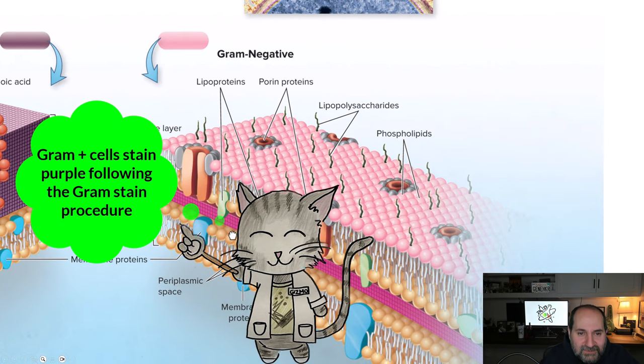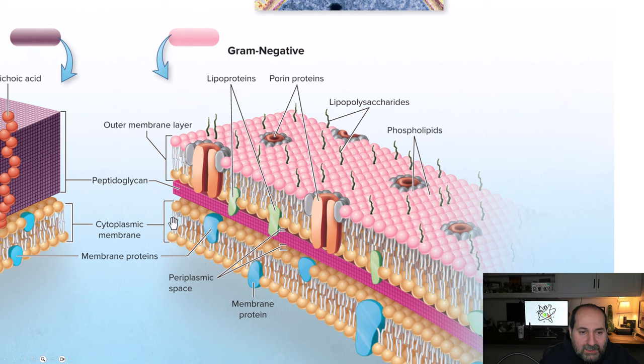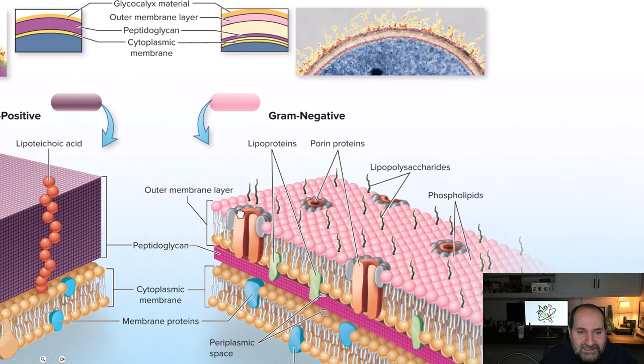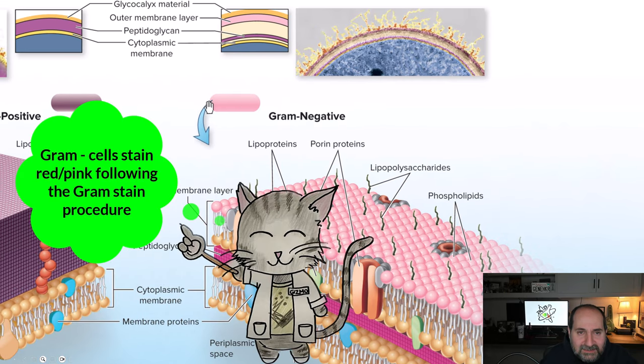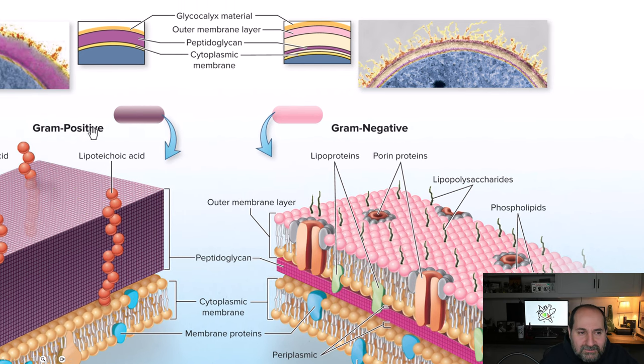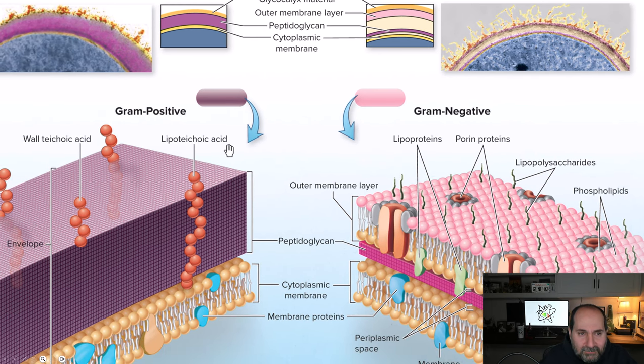Conversely, the gram-negative cell wall, remember the gram-negative cell wall? You have a plasma membrane, a thin layer of peptidoglycan, and then a whole other outer membrane on top of that. And these cells stain pink at the end of the gram stain. Again, gram-positive cells stain purple, and gram-negative cells stain pink. And I'll explain why in just a little bit. But first, I'm going to go into more details about the gram-positive cell wall architecture versus the gram-negative cell wall architecture.